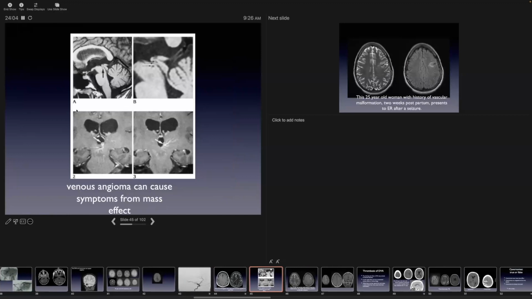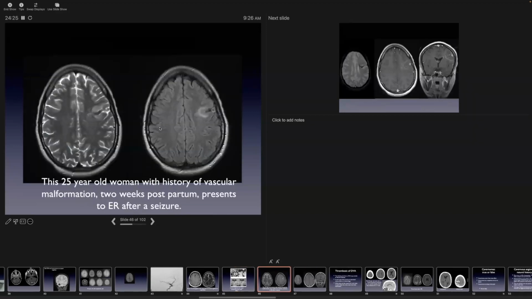Now, can DVAs cause symptoms? This is a very unusual case we reported years ago, but this was a DVA that was in the region of the midbrain and the tectum and actually caused aqueductal stenosis. And this patient presented with an adult pattern of aqueductal stenosis. So again, I show that as an oddity.